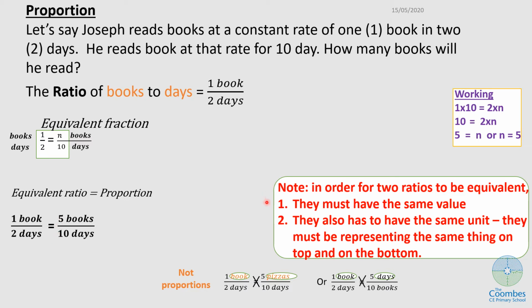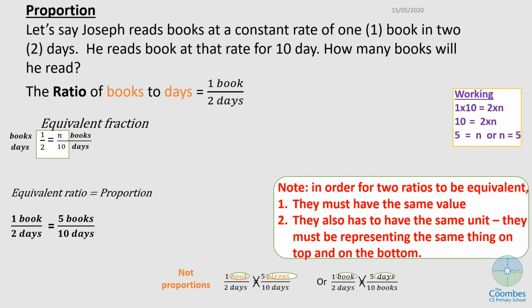Something to take note of here. In order for two ratios to be equivalent, they must have the same value. So half has the same value as 5/10. Also, they have to have the same unit. They must be representing the same thing top and bottom. So for instance, books at the top, days at the bottom, books at the top, days at the bottom.